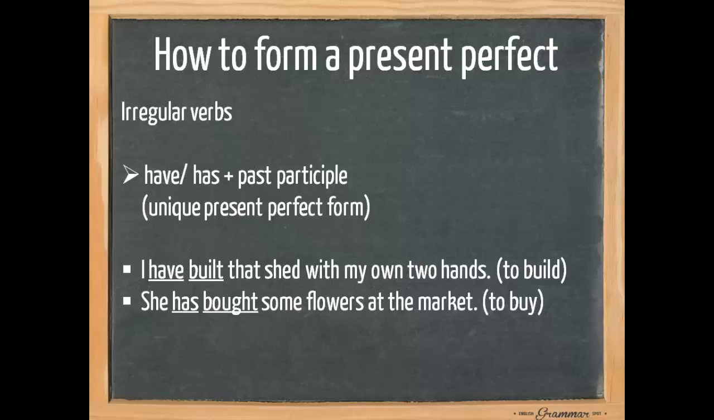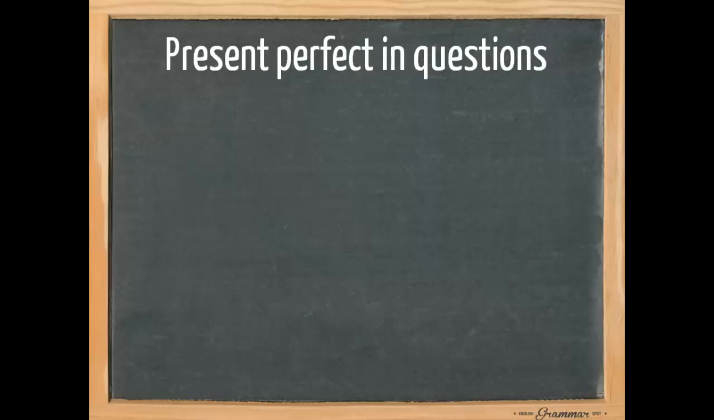She has bought some flowers at the market. The infinitive form of the verb is to buy. We have run the marathon. The infinitive form of the verb is to run. Now let's have a look at the present perfect in questions.